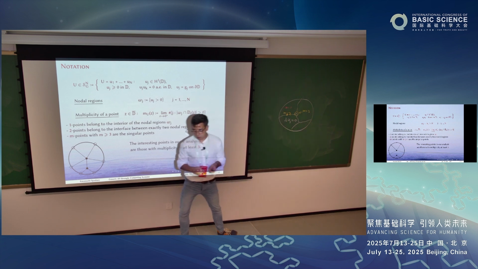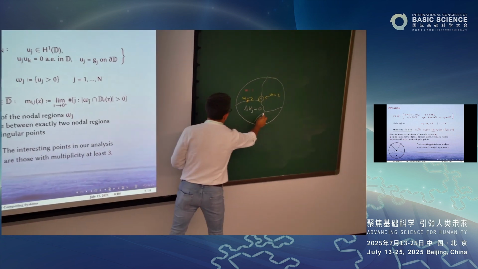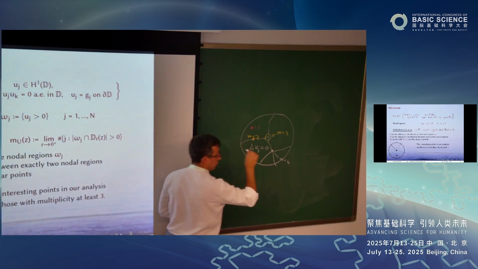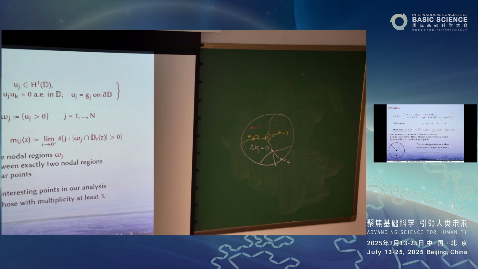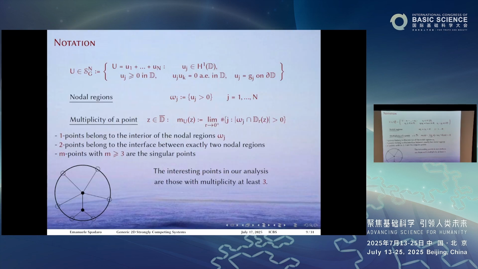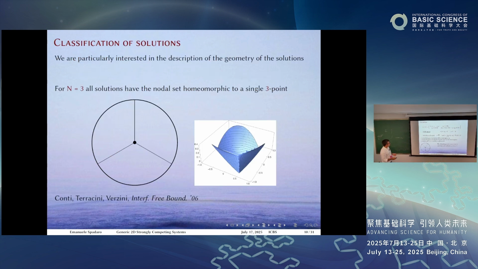But we can also have 4 points, 5 points, and so on. For example, here the multiplicity would be 4, and so on. And we are interested in these higher multiplicity points, which are, in some sense, the singular points for this equation. And our question is a question of classification of solutions, so to speak.